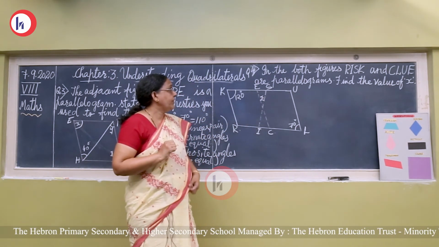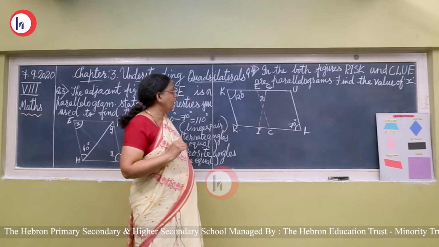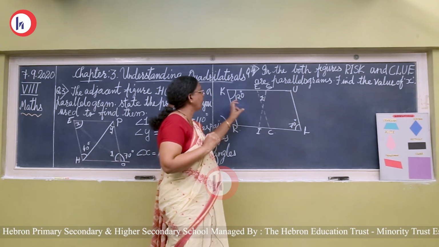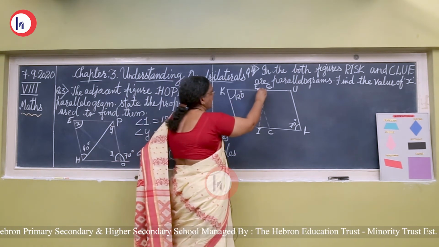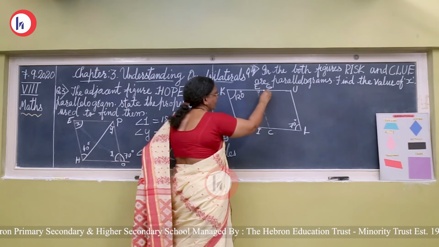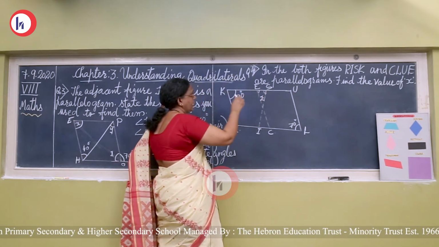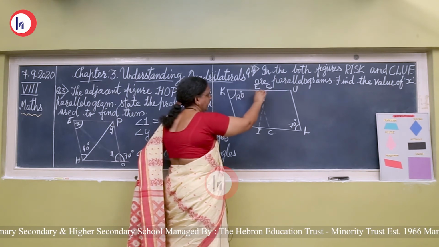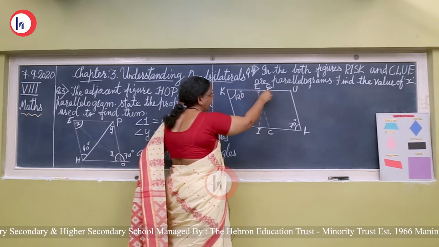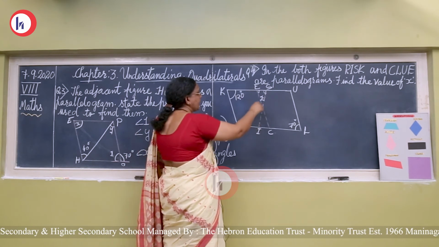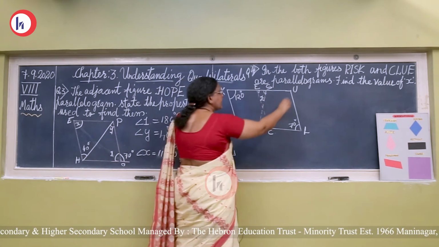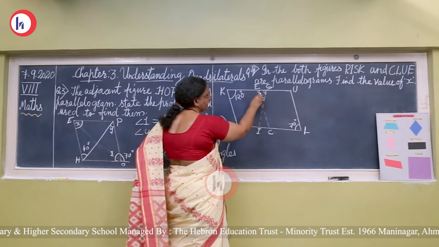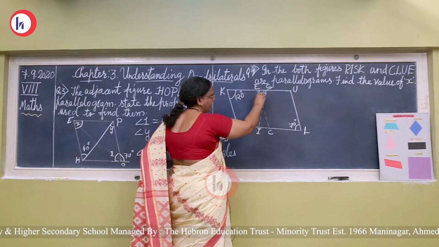But to find out the value of x, first we have to find out these two angle measures. Can you say what will be the method to find out this angle? When you take this one, you can see that 70 degree is here, which is the opposite angle of this. So here also it will be 70 degree.